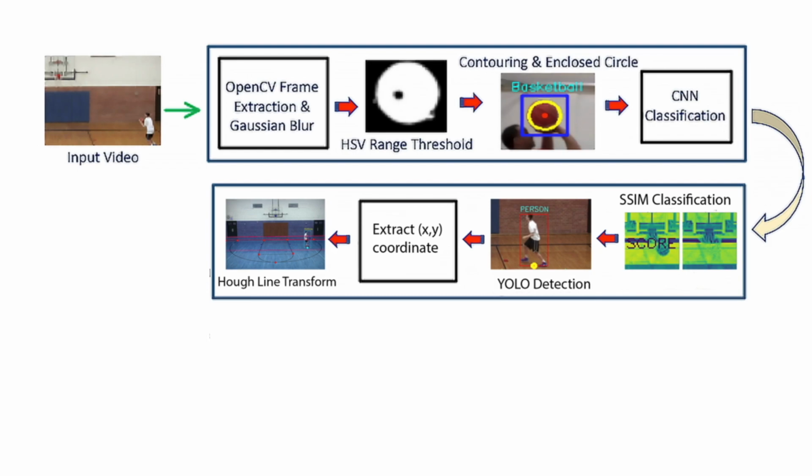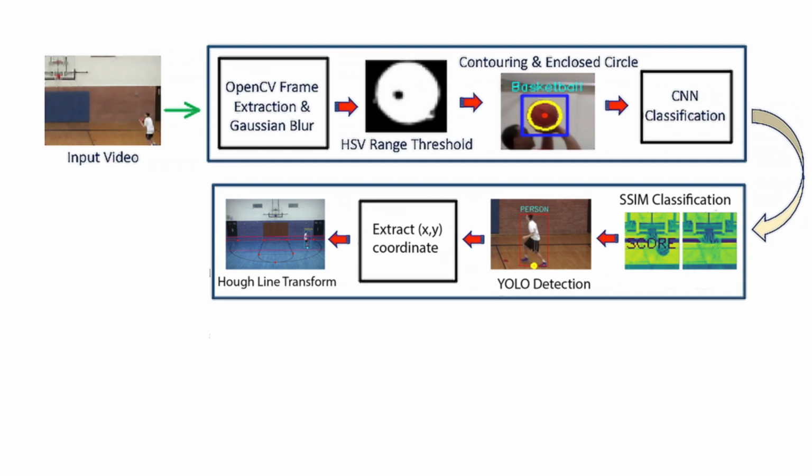I will then use the SSIM, or the structural similarity index, to measure the perceptual difference value between two similar images. I will then use this value to classify between a make or a miss shot. I will then use the YOLO object detection algorithm running in the OpenCV framework to detect the person on the court. I will also use the YOLO algorithm to extract the x and y coordinate of that person.